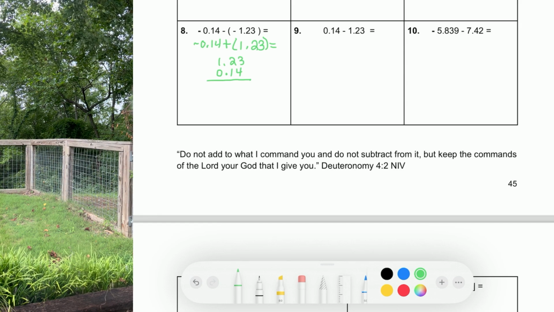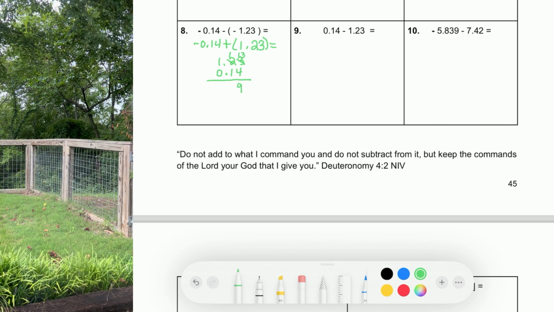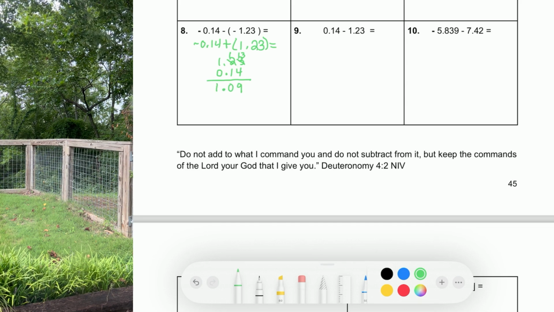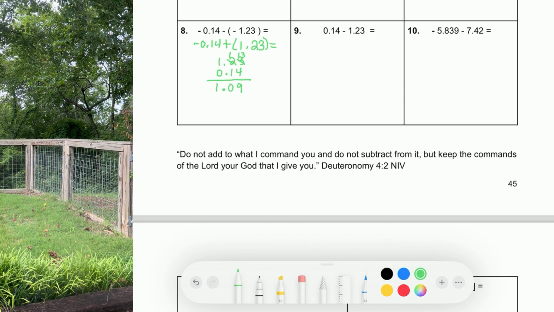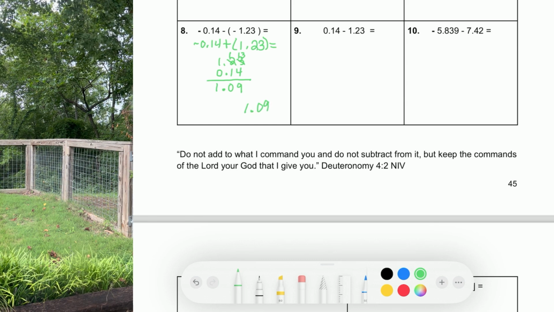All right, so I'm going to borrow from my 2. The 3 becomes a 13. 13 minus 4 is 9. 1 minus 1 is 0. Bring down my decimal. Bring down my 1 because 1 minus 0 is 1. So my answer is 1.09. My 1.23 is greater, so that means my answer is going to be a positive number.